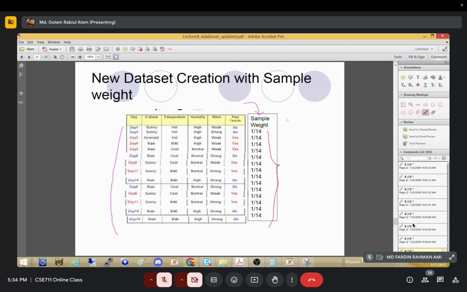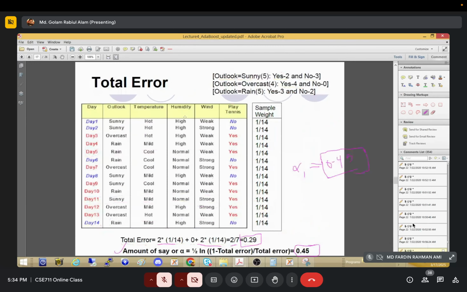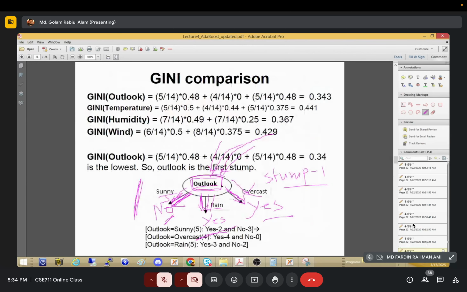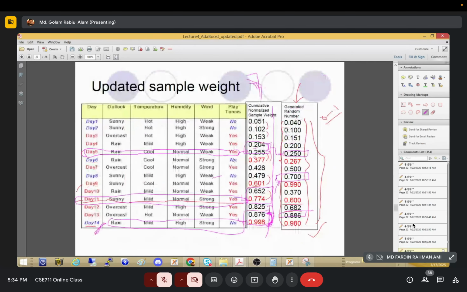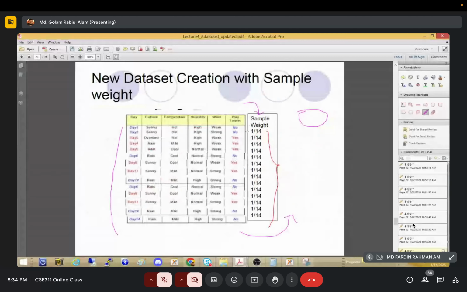Okay, so using this dataset, maybe we will get another stump. Previously, we got one stump with Outlook. So this was stump 1. And using this dataset, we will maybe get another stump like this. On that stump, we will maybe get humidity. Humidity may be normal and high.